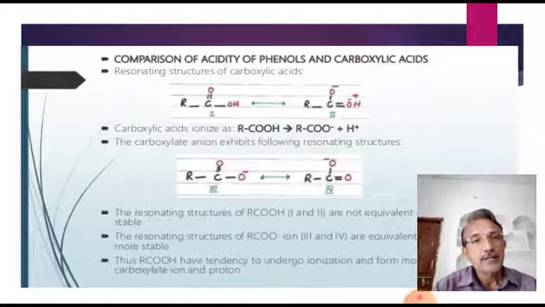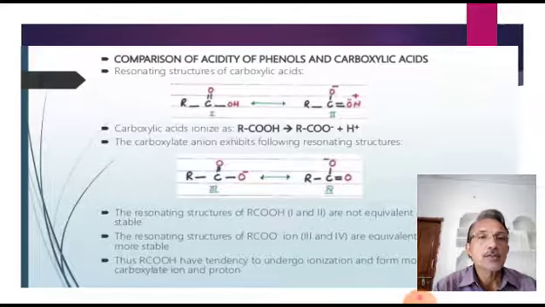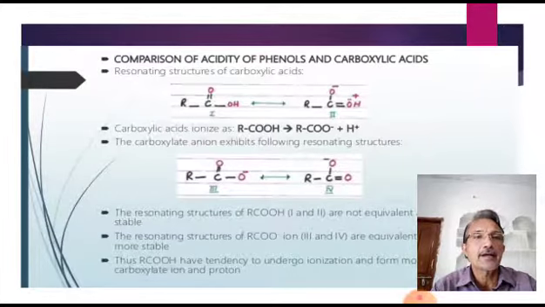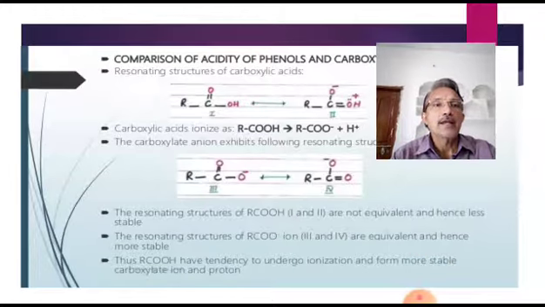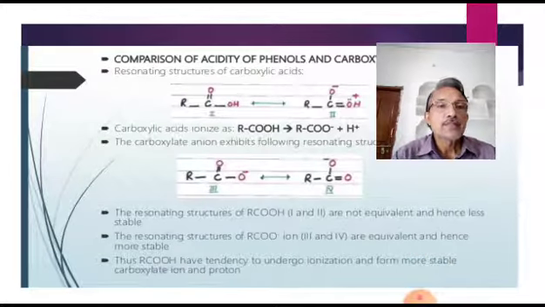In the carboxylate ion, we can find two resonating structures: RC double bond O minus, and RC O minus double bond O. These are the two possible structures of the carboxylate ion. In the carboxylate ion, the negative charge is spread over two oxygen atoms. When negative charge is spread over two oxygen atoms, it gives more stability. Therefore, the carboxylate ion is more stable than the phenoxide ion. Therefore, carboxylic acids are more acidic than phenols.